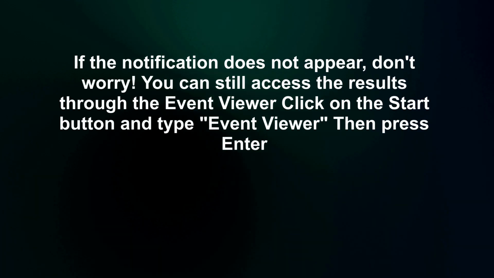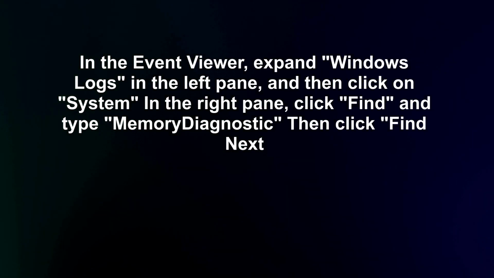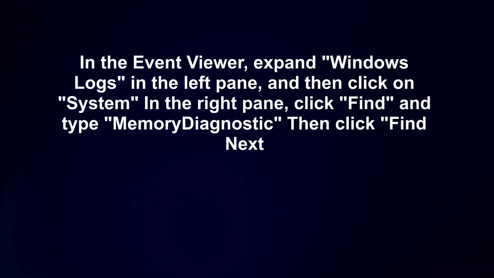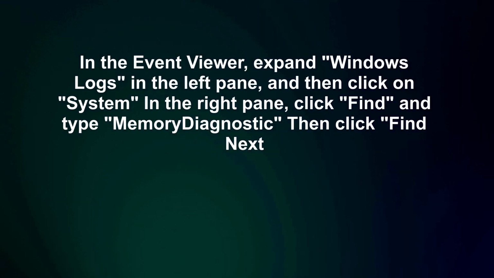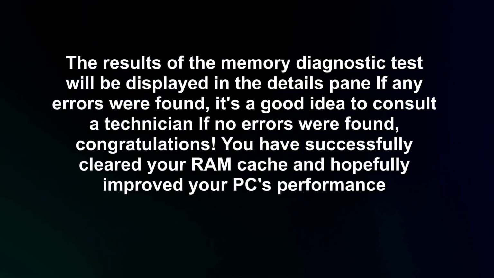Click on the Start button and type Event Viewer, then press Enter. In the Event Viewer, expand Windows Logs in the left pane, and then click on System. Click Find and type Memory Diagnostic, then click Find Next. The results of the memory diagnostic test will be displayed in the Details pane.